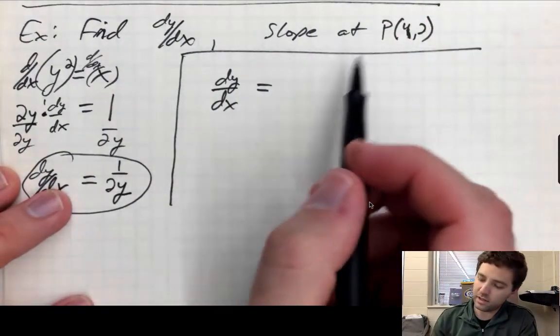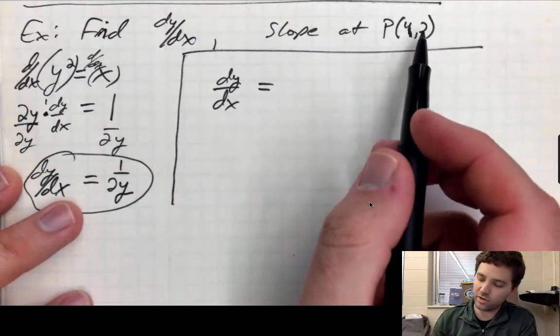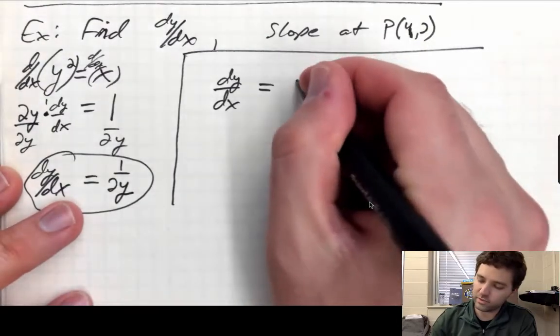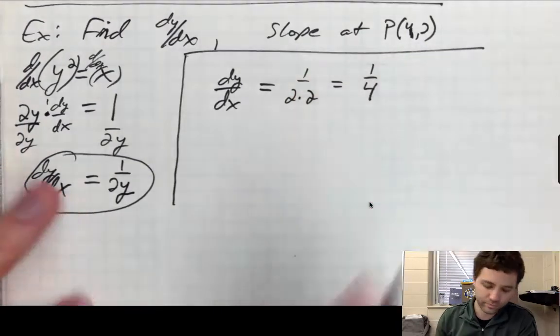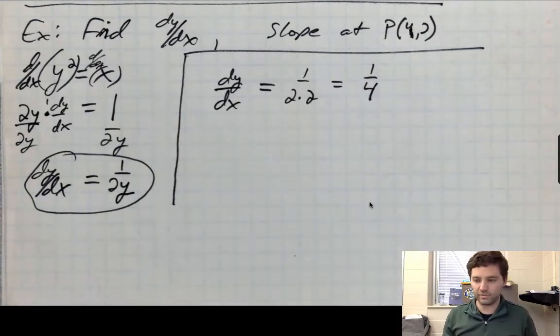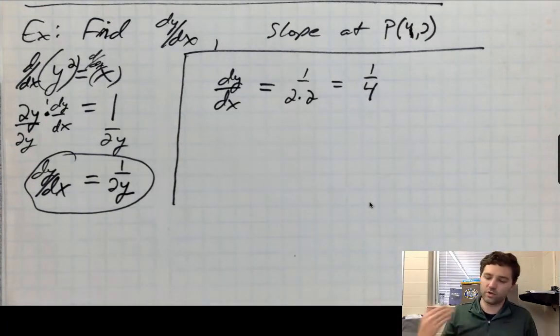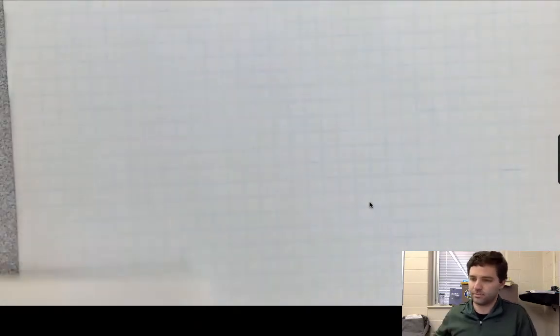So I'm going to plug in 4 wherever I see an x, there is no x. I'm going to plug in 2 wherever I see a y, there is a y. So I'll get 1 over 2 times 2. So my slope is 1/4. All right, and we can do the same thing for the slope at (4, -2), but I don't think we need to. So there's one example of a simple implicitly defined curve where we just need to find the derivative and the slope. Okay, so let's go on to another example here.